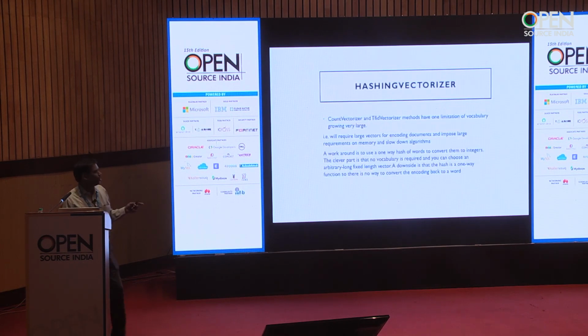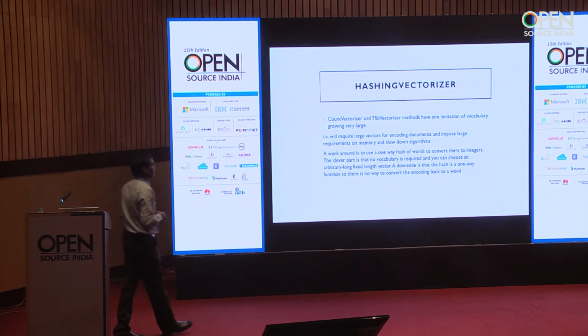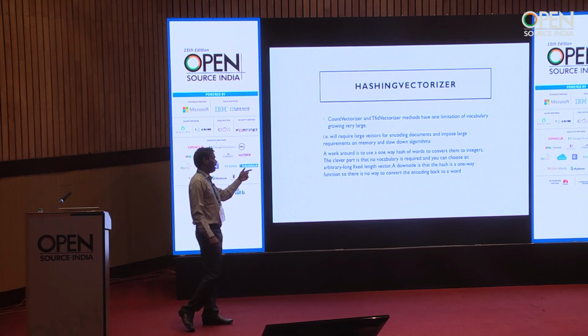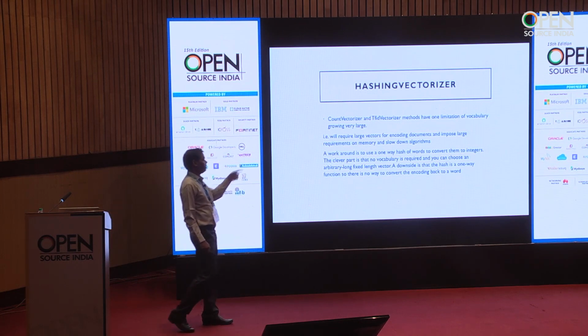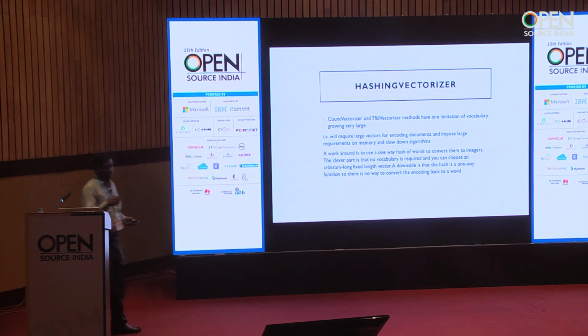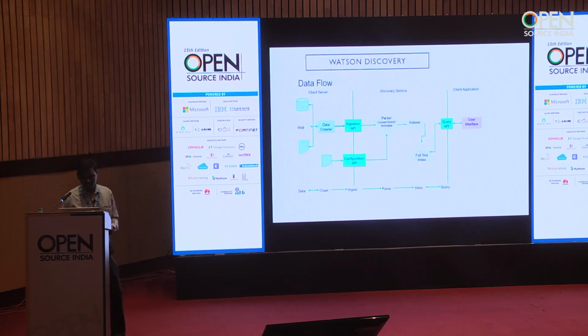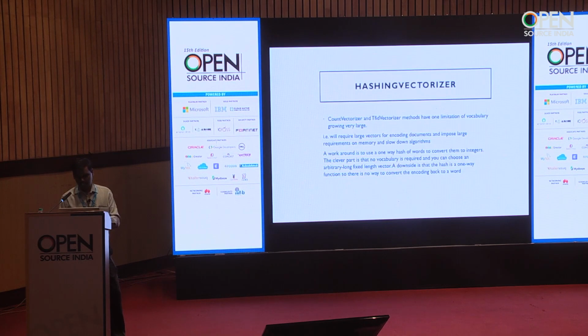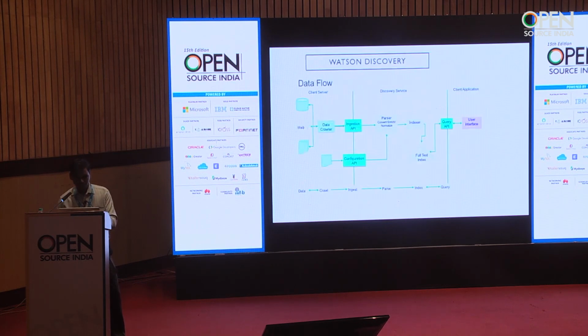The third one is similar, but instead of using the word, it hashes the words and uses the hash. The problem with this one is that once you have the hash key, you cannot convert it back to words. You generate a hash key out of the words, but you can't convert back, so that's a shortcoming. The only advantage is that it's better in terms of memory usage. I'll come to this part later with Watson Discovery. I'll just show you the code.